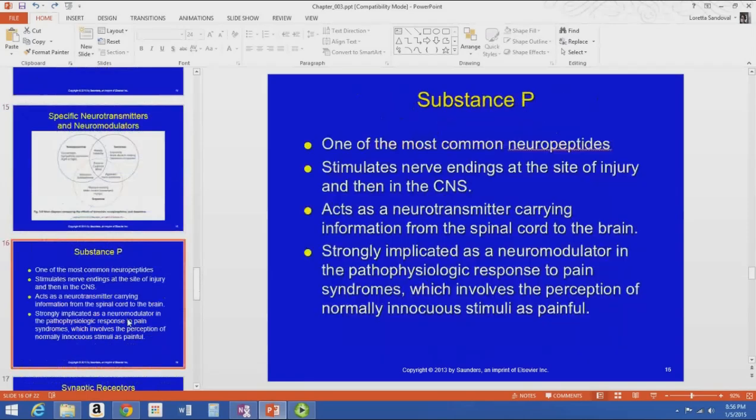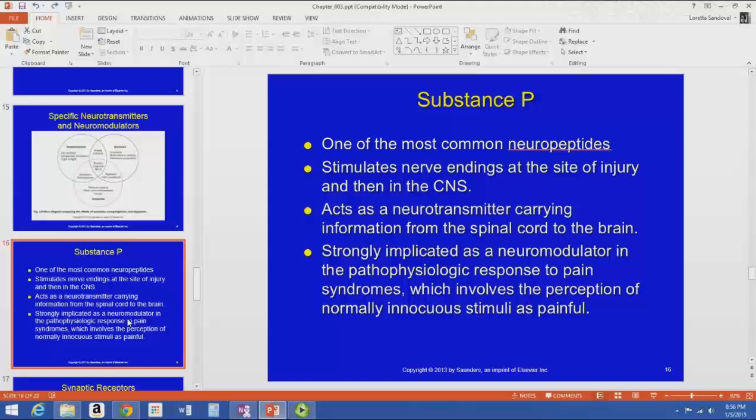So substance P we're going to talk about because it is functioning a lot in pain, and in physical therapy we deal with a lot of people in pain. So it's an interesting thing to know about. It's one of the most common neuropeptides. It stimulates nerve endings at the site of injury and then in the central nervous system. And it acts as a neurotransmitter. So it can be a neuromodulator or a neurotransmitter, as can some of the other ones, carrying information from the spinal cord to the brain.